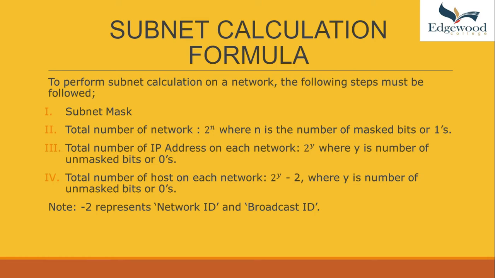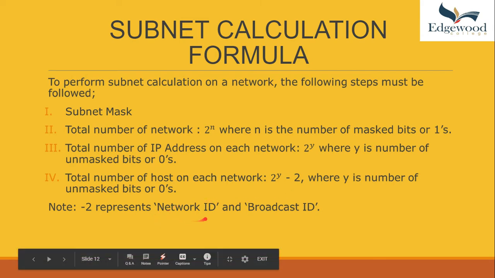Unmasked bits or zeros. So why do we put this minus 2 here? This minus 2 is to subtract what? The number is also 16. When you do 2 raised to power whatever it is, we get this 2 here, set aside to represent what?